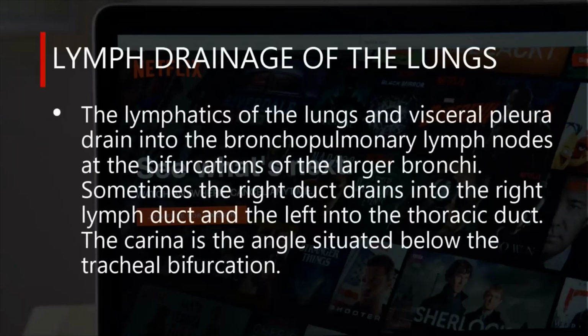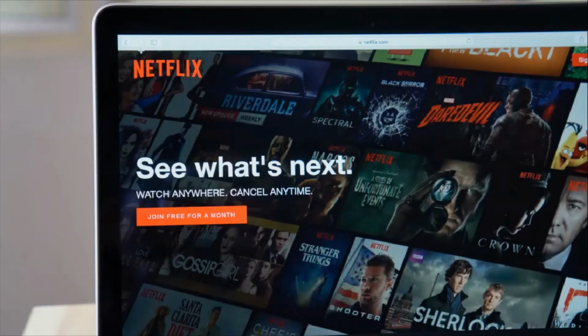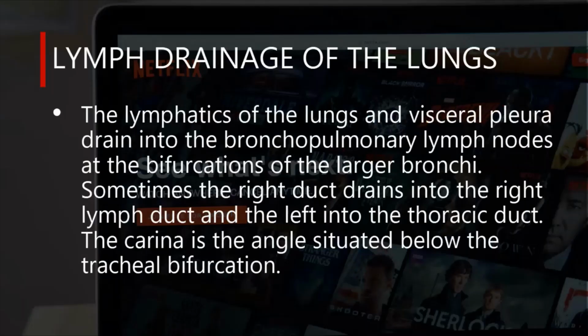So the lymph drainage of the lungs. The lymphatics of the lungs and visceral pleura drain into the bronchopulmonary lymph nodes at the bifurcations of the larger bronchi. Sometimes the right side drains into the right lymph duct and the left into the thoracic duct. The carina is at the angle situated below the tracheal bifurcation.